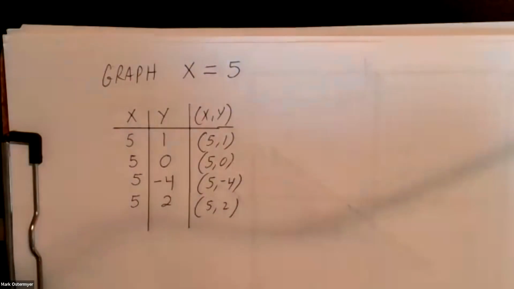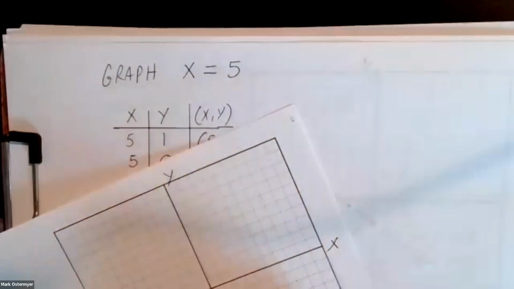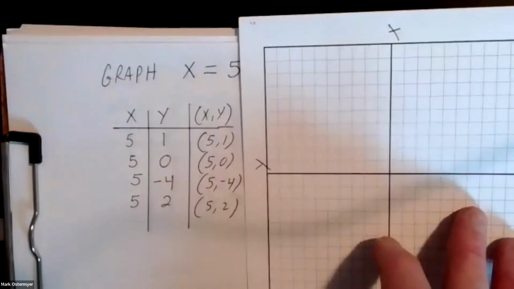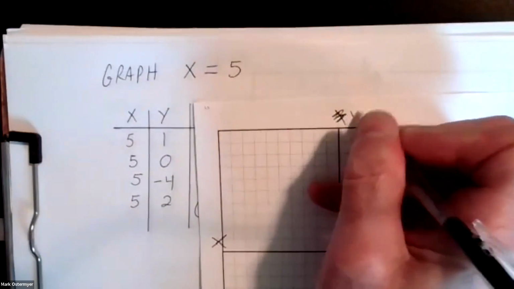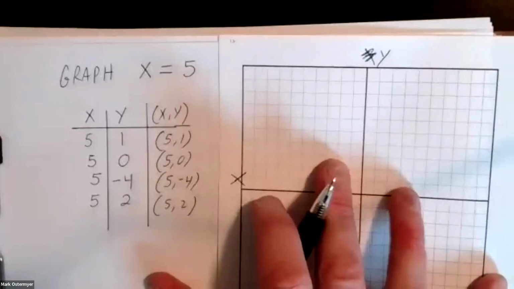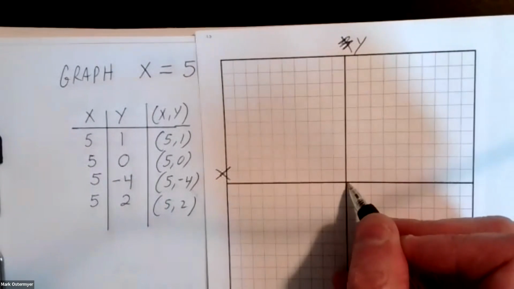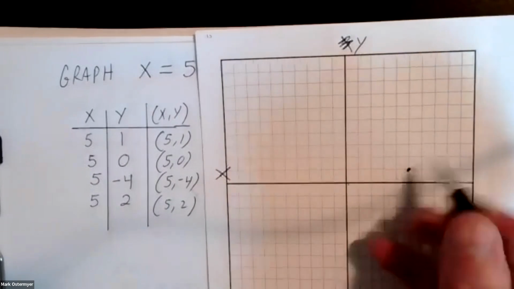To do so, we take our graphing paper here. Got our x and y axis here. This is going to be my x-axis and this will be my y-axis. All right, so to plot these points, plotting (5, 1), start at the origin, go 5 to the right, 1, 2, 3, 4, 5, and then up 1. There's (5, 1).